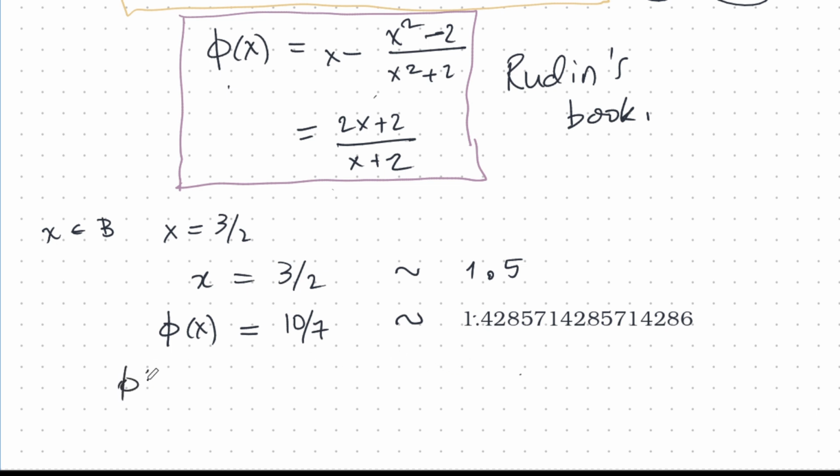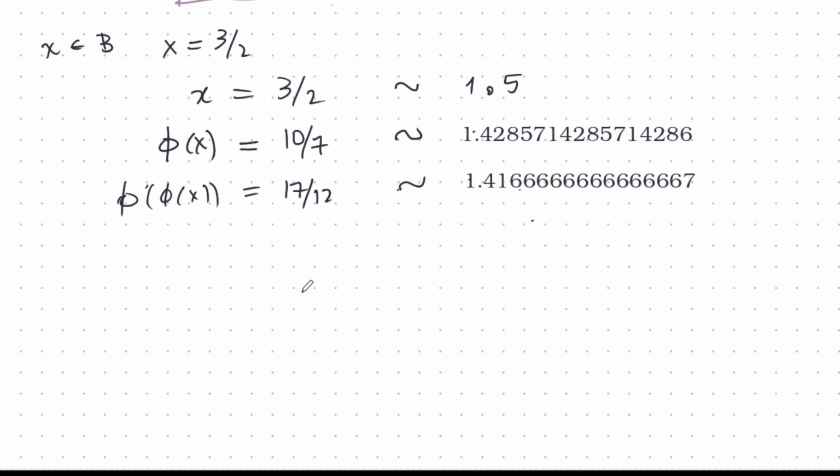Phi of x. And what's that? That's 17 over 12, and this is approximately 1.416. So it is getting closer and closer. So for x in B, phi of x is smaller and closer to root 2. Now, that's not a proof. That's just an observation from a numerical study here. We will prove this at the end, but I just want to motivate the idea. I want you to see how it works.